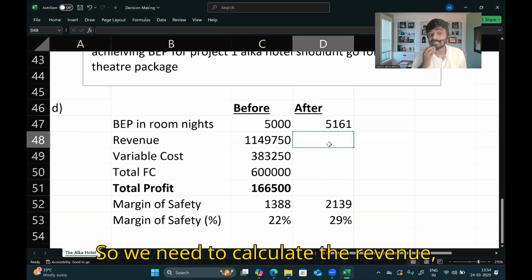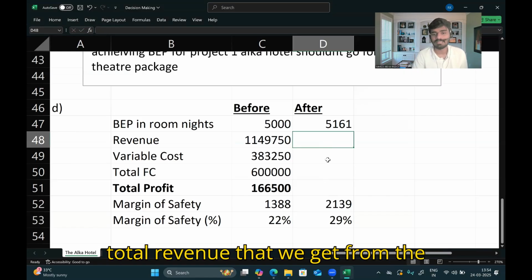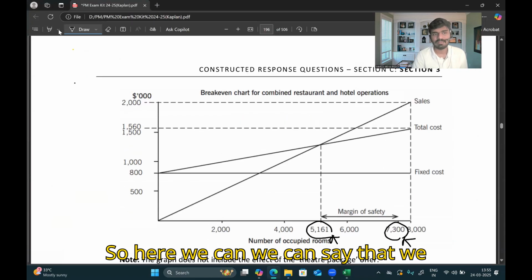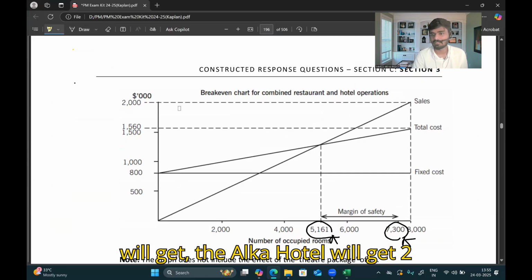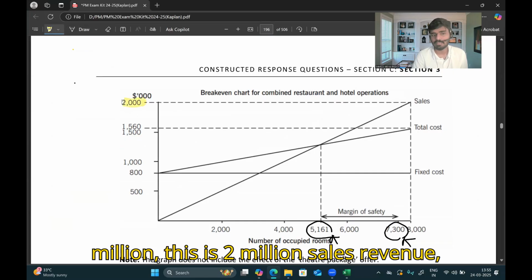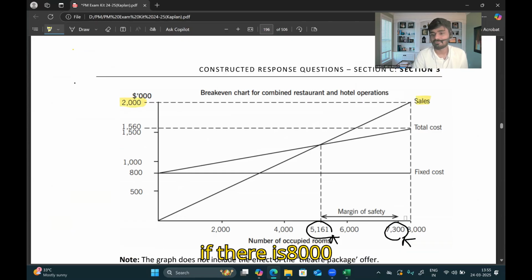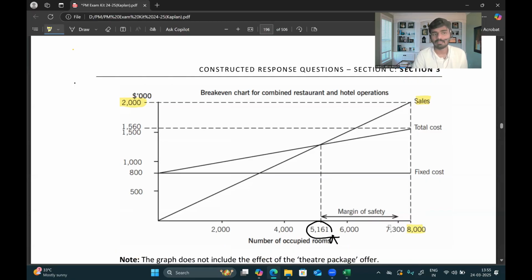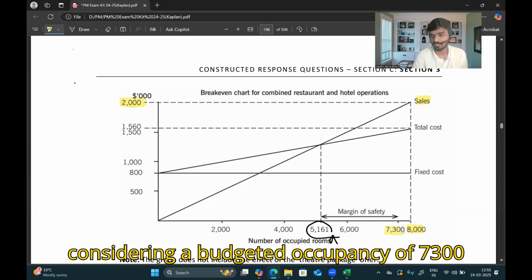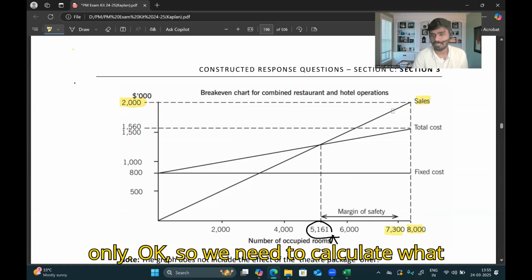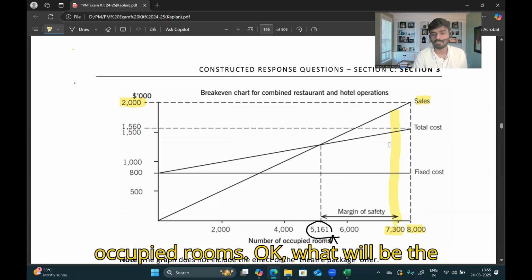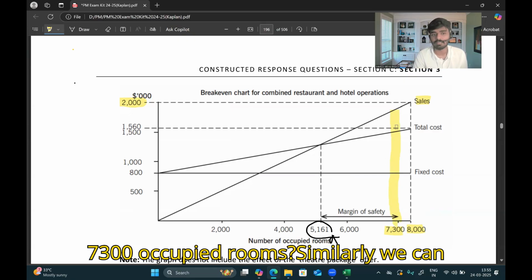So we need to calculate the revenue, the total revenue that we get from project 2. Here we can say that Alka Hotel will get 2 million in sales revenue if there are 8,000 occupied room nights. Unfortunately, they are considering a budgeted occupancy of 7,300 only. So we need to calculate what the sales revenue will be that they will get from 7,300 occupied rooms.